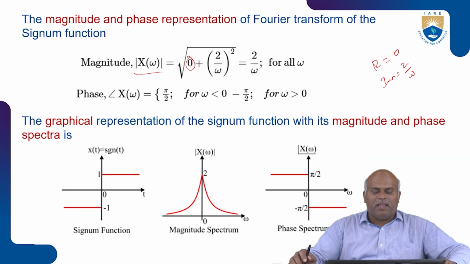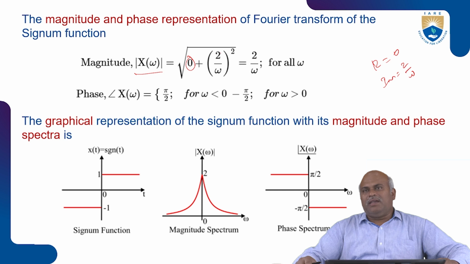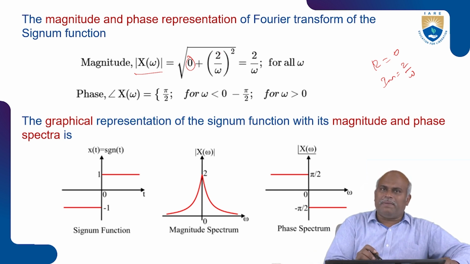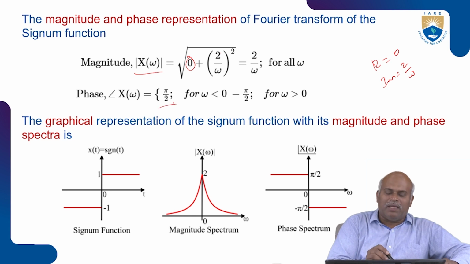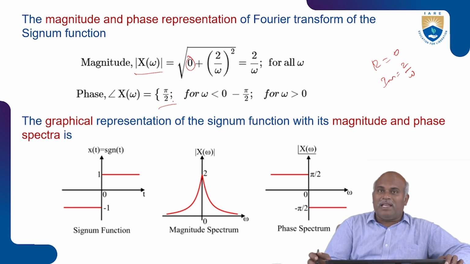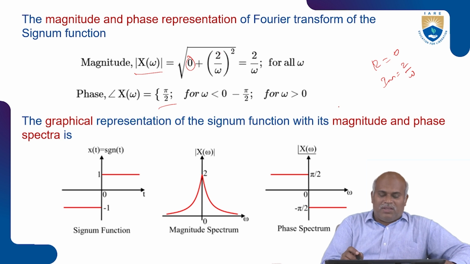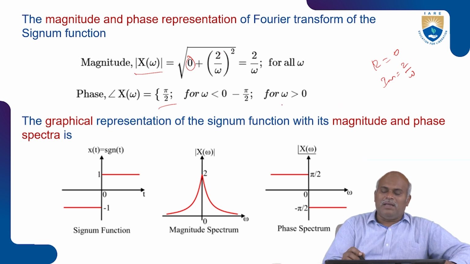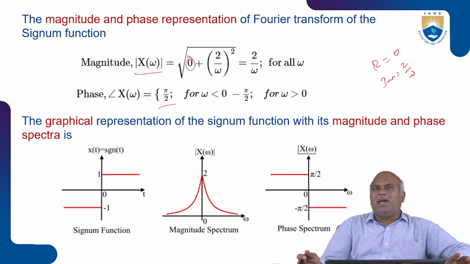Next, we go for the phase response. The phase response is represented as tan inverse of imaginary part divided by real part. If we apply the tan inverse of imaginary part divided by real part, we get pi by 2 only for omega less than 0. This condition I write as the angle of X(omega) is equal to pi by 2 for omega less than 0, and minus pi by 2 otherwise. For omega greater than 0, that condition is not going to happen.